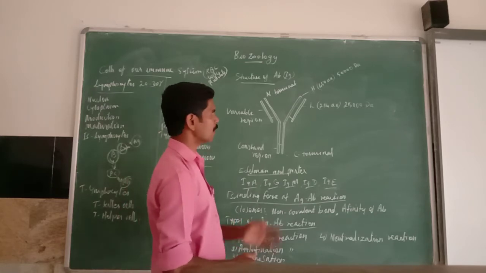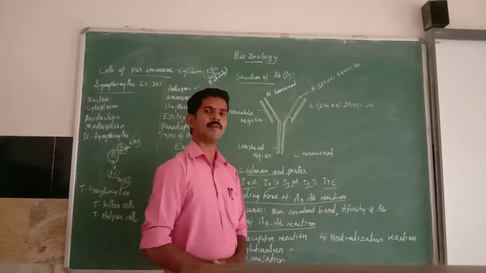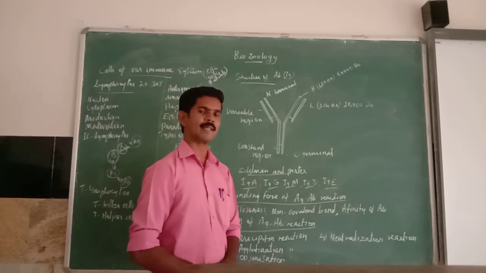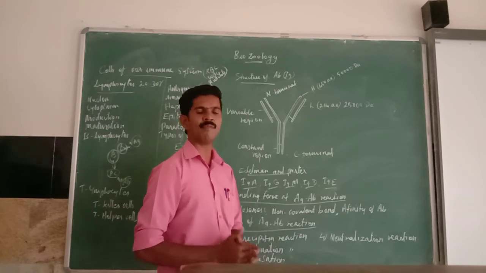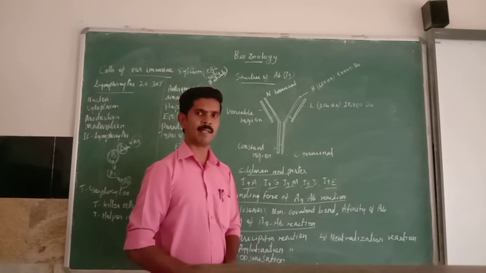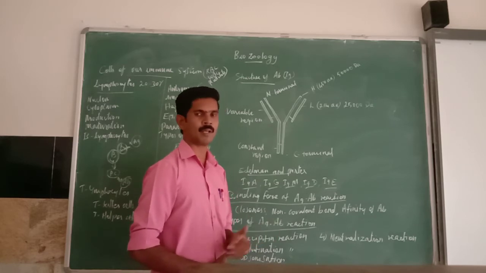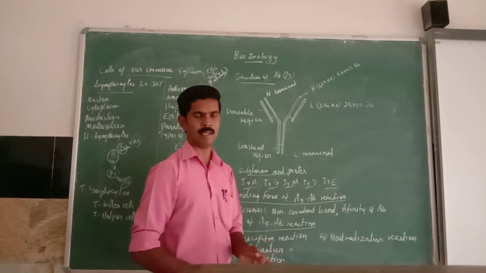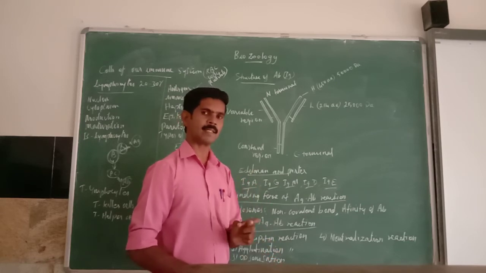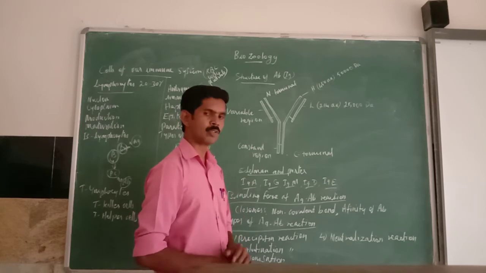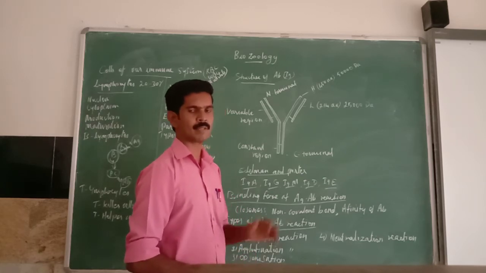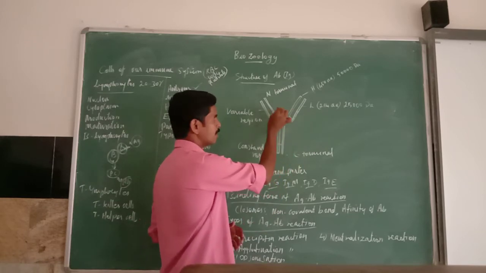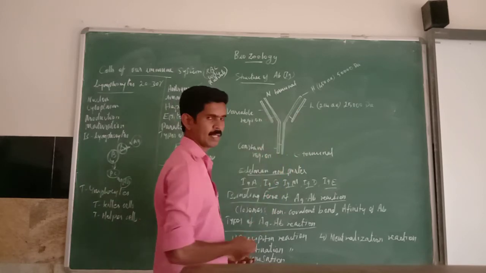Now, all clear? See. Actually, the shape of the antibody molecule is Y-shape. Antibodies are Y-shaped molecules, and each antibody molecule is made up of 4 polypeptide chains. 2 chains are very small, so they are called light chains. And 2 polypeptide chains are very big, so they are called heavy chains. So there are 2 light chains and 2 heavy chains in a single antibody molecule. This is one light chain, this is the second light chain. This is one heavy chain and this is the second heavy chain.